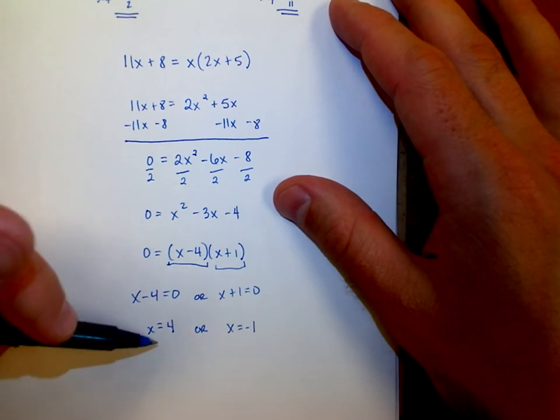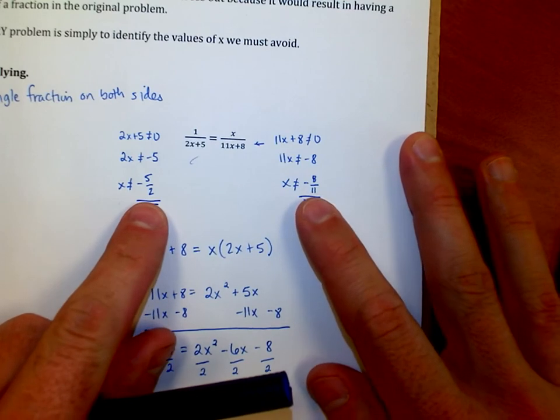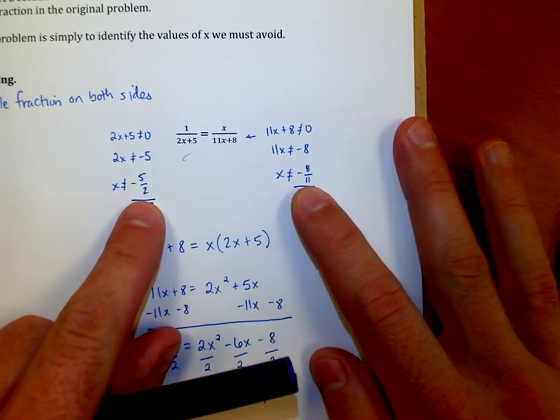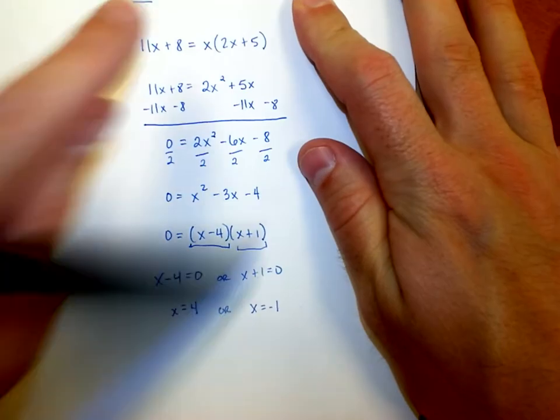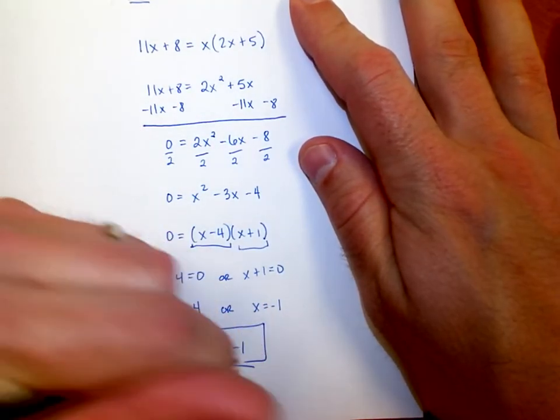And so I look up here and I say, okay, 4 and negative 1, are those issues? According to this, no, 4 and negative 1 will not cause any problems. And so those are my answers. I don't need to cross them out. The answer is x equals 4 or negative 1.